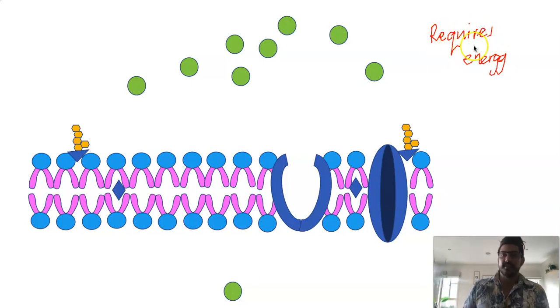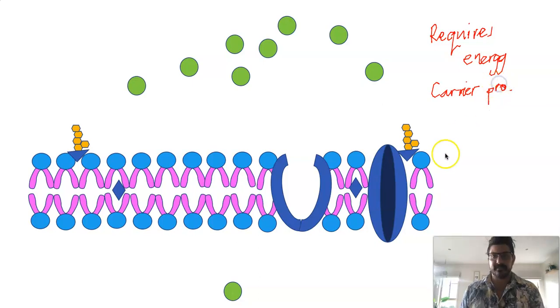So it requires energy. It used a carrier protein to do it. I'm just going to put carrier pro like that. So it used the carrier protein to do it, and it moved against the concentration gradient. This one was active transport.